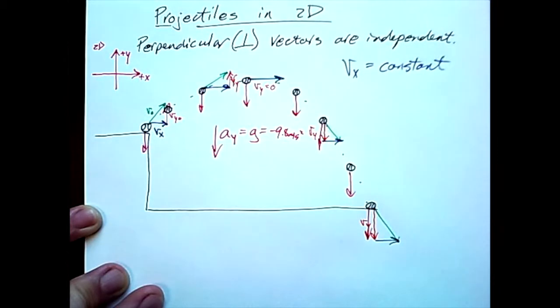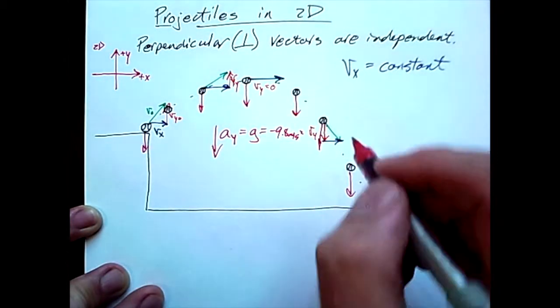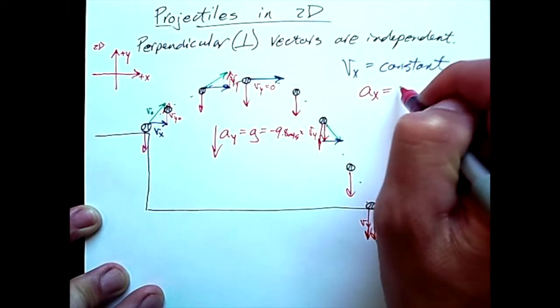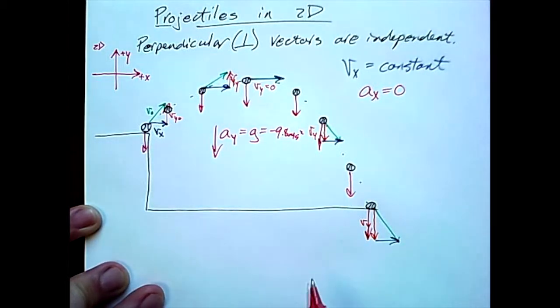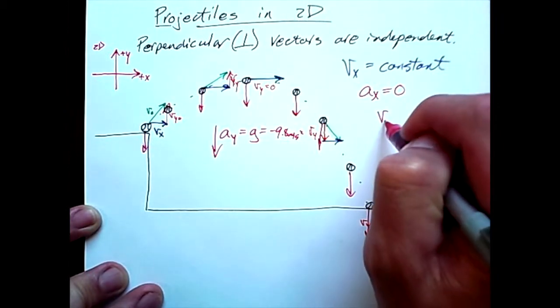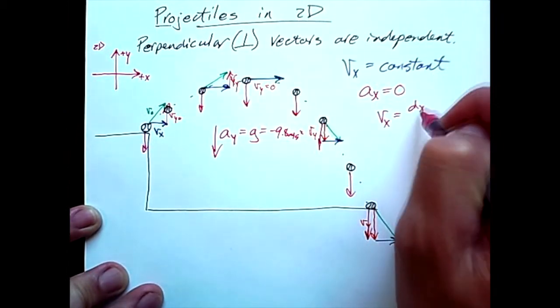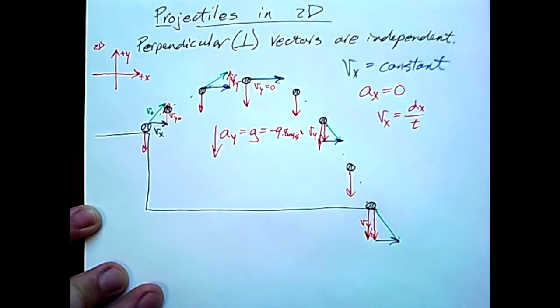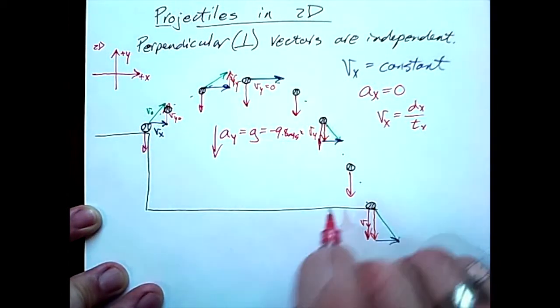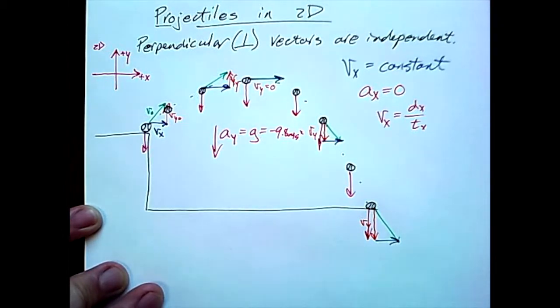Since Vx is demonstrated to be constant, we also recognize that the acceleration in the x direction is equal to 0. And that's very useful because that narrows down our choices of formulas to describe the motion as a simple v equals d over t relationship. Now, in this case, we're calling this tx.